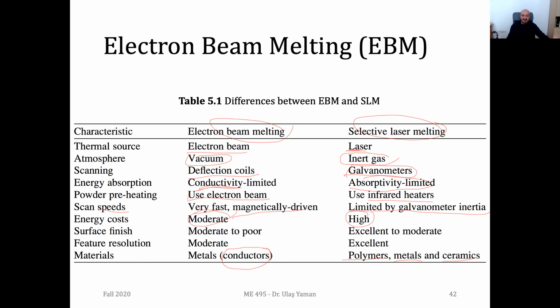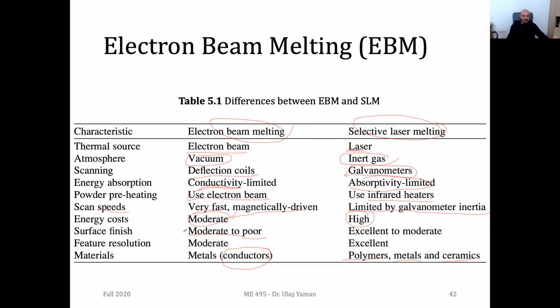And surface quality on the electron beam side is quite poor compared to the laser melting side, since we are actually increasing the temperature to very high values, and once they are cooled down, we will have such bumps on the layers, and that's why our surface finish is a bit poor compared to the laser side.